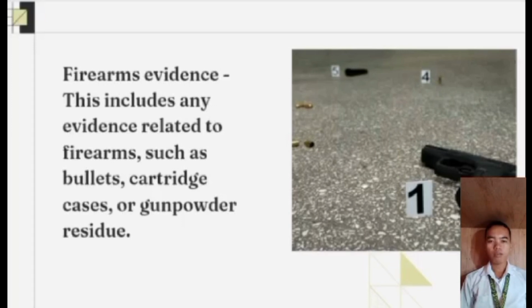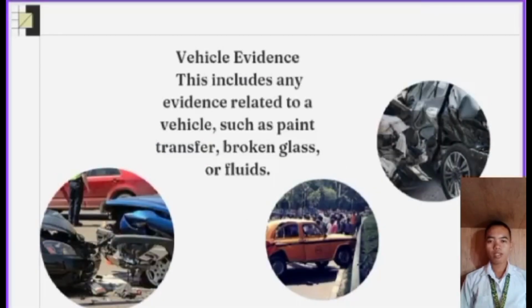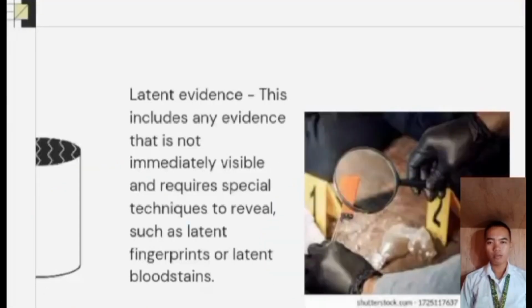Firearms evidence. This includes any evidence related to firearms, such as bullets, cartridge cases, or gunpowder residue. Digital evidence. This includes any evidence stored electronically, such as emails, text messages, or social media posts. Vehicle evidence. This includes any evidence related to a vehicle, such as paint transfer, broken glass, or fluids.